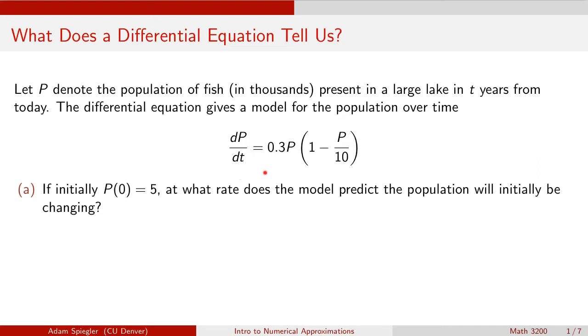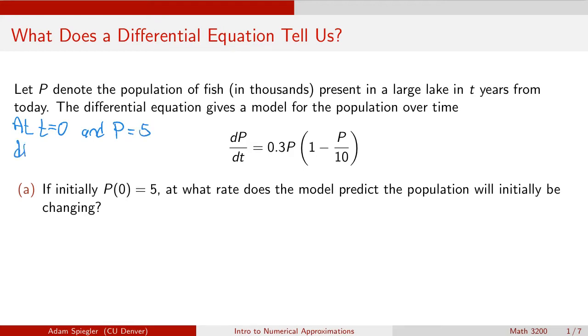So dP/dt is 0.3P times (1 minus P/10). And so let's just say initially the fish population at time 0 is 5. So there's 5,000 fish in the lake. How can we use this differential equation to calculate the rate at which the population of fish is initially changing? So at these initial conditions, we have t equal to 0, and the population P was equal to 5, so that was our 5,000 fish.